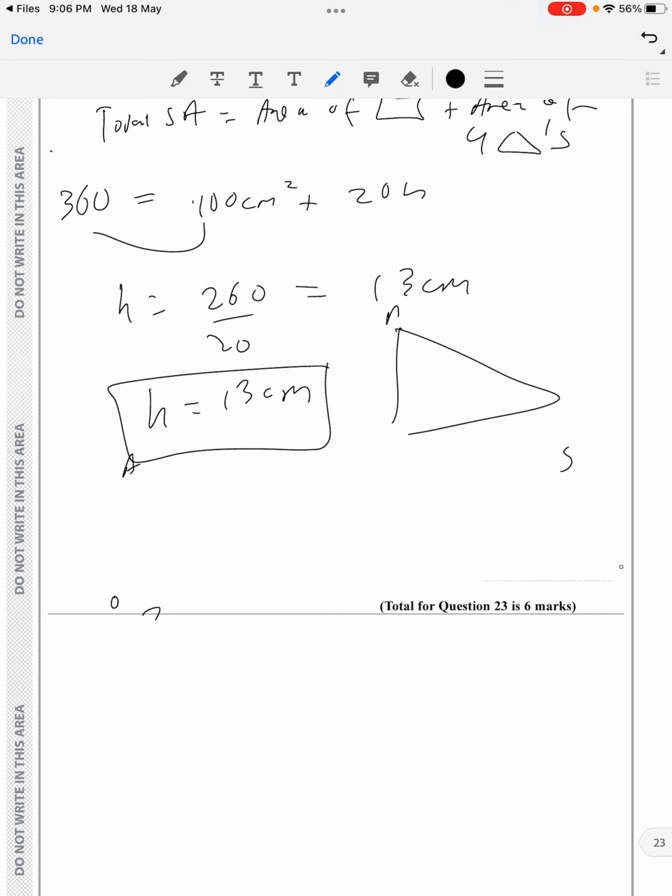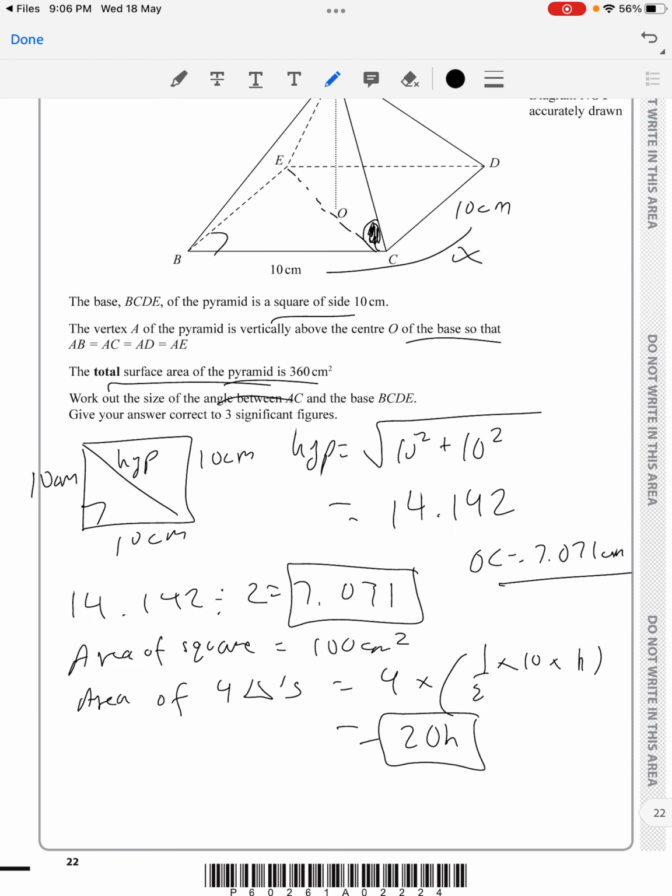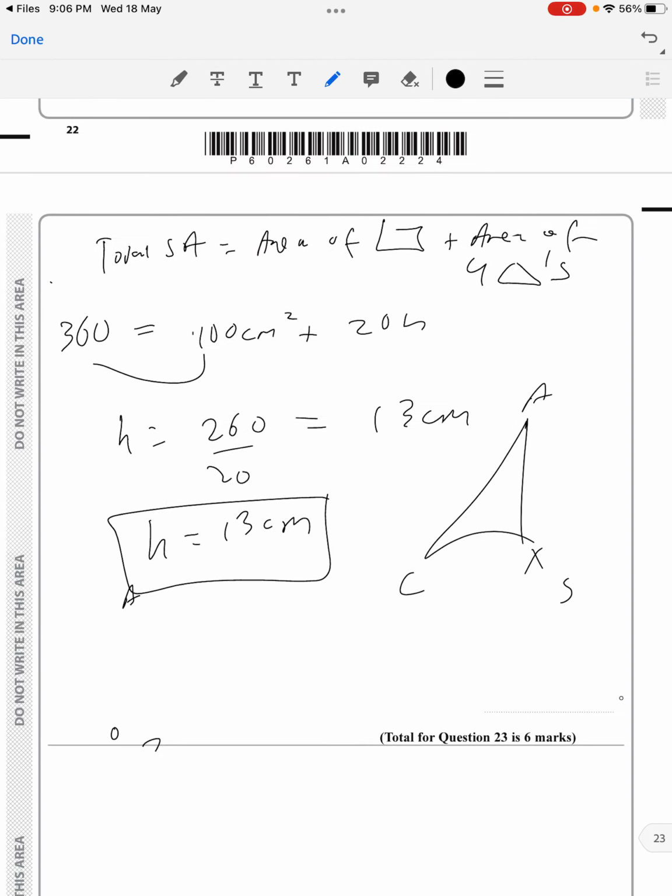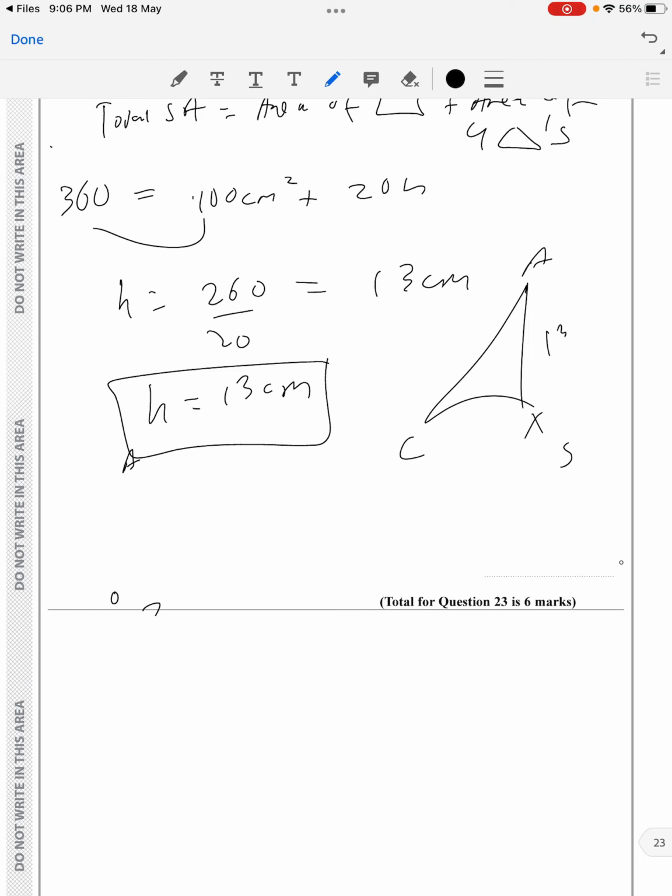So let's just draw a better triangle. We have A, X, and C. The value of X should be here, I think it's somewhere there. So AX is 13, and you have CX is 5 centimeters. You're going to do a square root in order to find the hypotenuse. That should give you about 13.928.